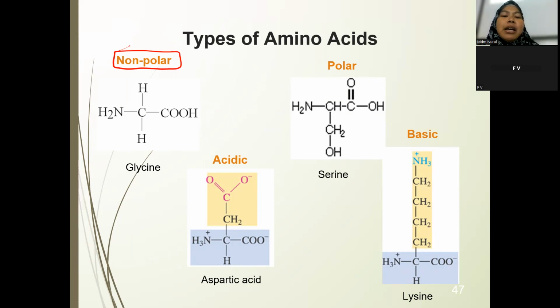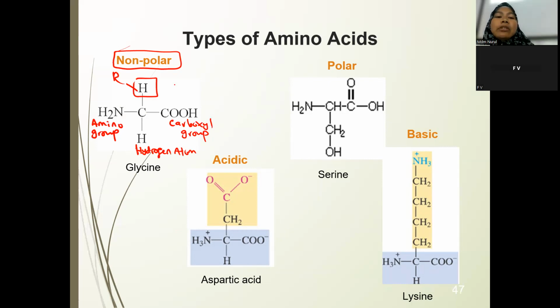Now, sebelah kanan ni apa? COOH ni apa? This is the carboxyl group. Okay, sebelah kiri? Okay, very good. This is the amino group, NH2. Okay, yang bawah ni adalah? Okay, hydrogen atom. Yang atas? This is actually the R group. Tapi R group dia adalah hydrogen. So, kalau R group dia adalah hydrogen, maka dia dalam klasifikasi non-polar.